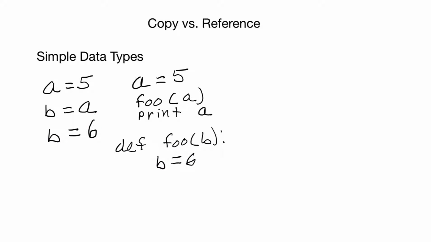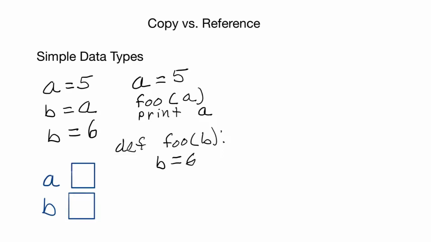Now notice a similar thing happens when we call a function. We have a name A, and then we're passing A into our function foo, and assigns it a name B, and then we set B equal to 6. So when we print out A at the end, will it be 5 or will it be 6? And what this really comes down to is how the data is stored in our system.